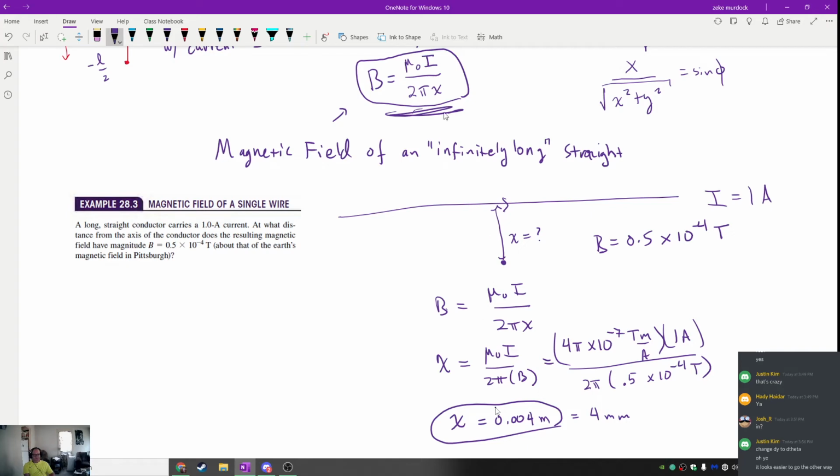So some things to notice about this is the size of the magnetic field depends on the distance that you are away from the wire, x. It doesn't depend on x squared like it did for electric fields. It just depends on 1 over x. So the farther away you get, the weaker the field's going to be. The closer you are to the wire, the stronger the field's going to be. Any questions about this one?